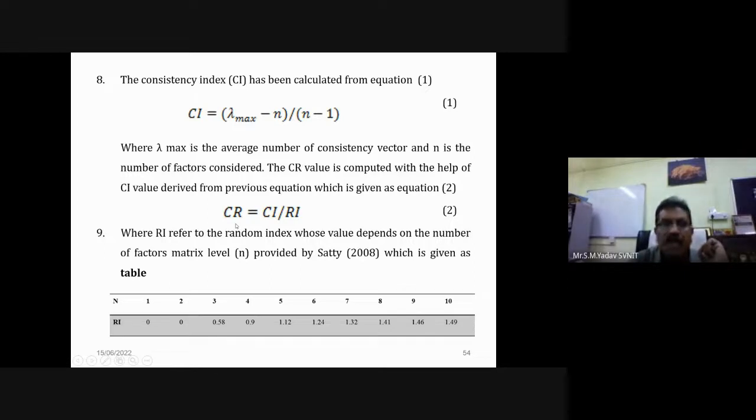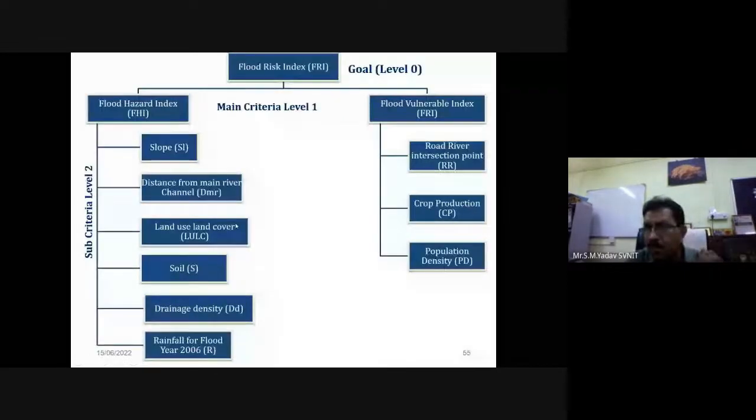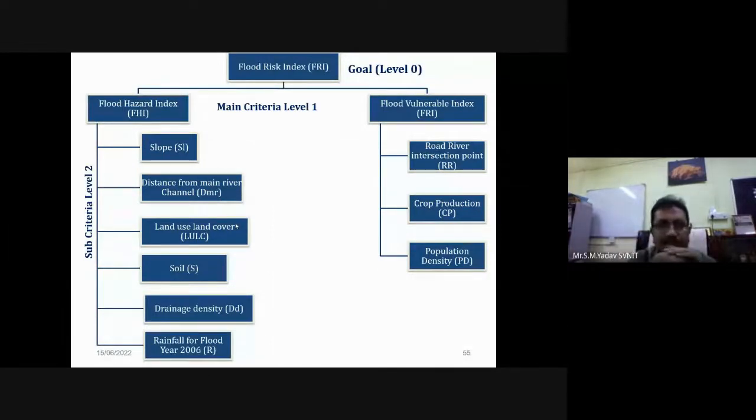So, goal: what do we want to develop? Flood risk index map. Therefore, that is the goal, so that is our level 0. While main criteria is level 1. For level 1, we have two parameters: flood hazard index and flood vulnerable index.